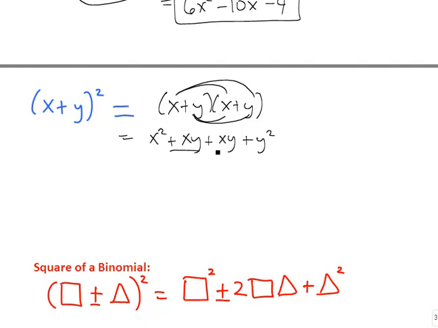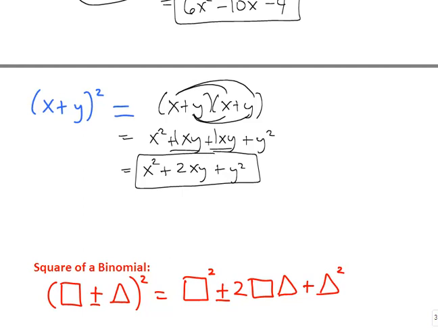So by changing the order around, these two middle terms do look alike, so they are like terms and we can combine them. We have a plus 1xy plus another 1xy. So it's like an apple plus an apple. We get two apples, or in this case, two xy's. So our solution is x squared plus 2xy plus y squared.